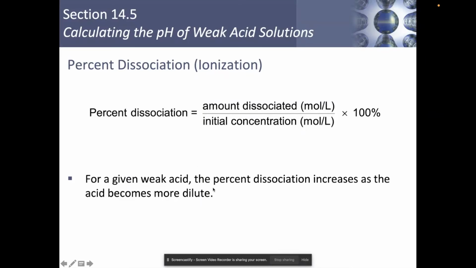And so like it says, for a given weak acid, and I know this doesn't make a lot of sense, but the percent dissociation increases as the acid becomes more dilute. And again, when you're picturing that in your head, because it doesn't seem to make a lot of sense, just think about what these two values would be if you added more water to it.